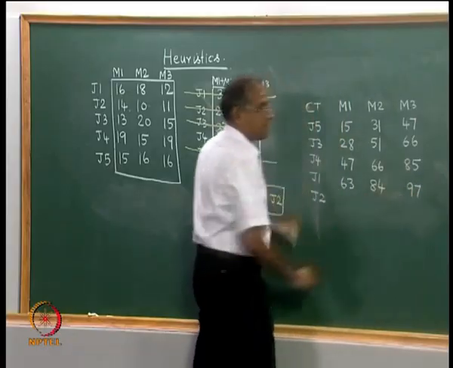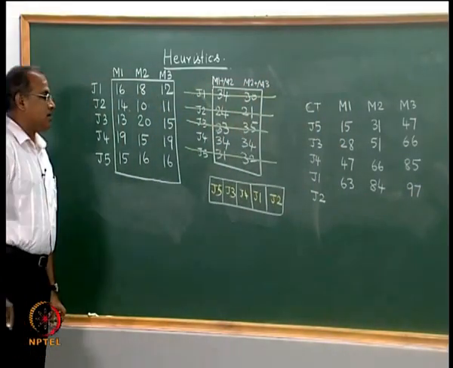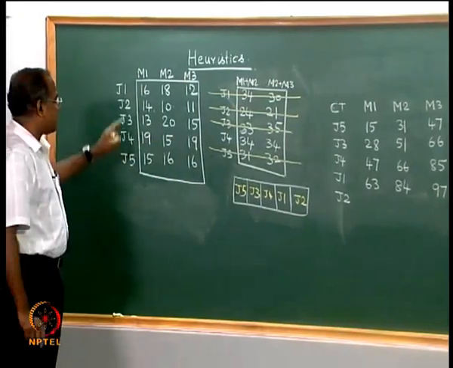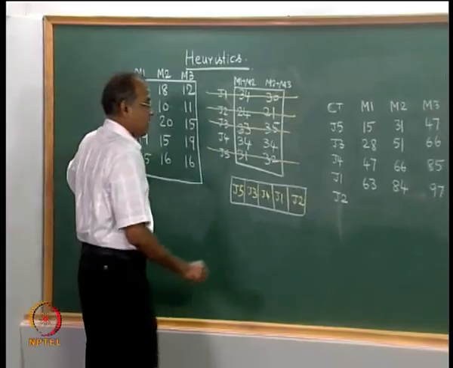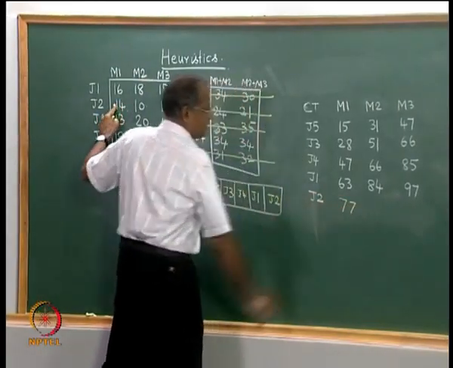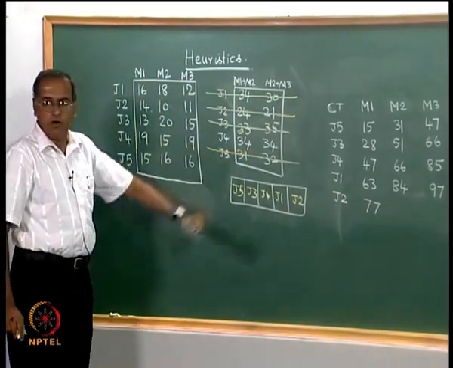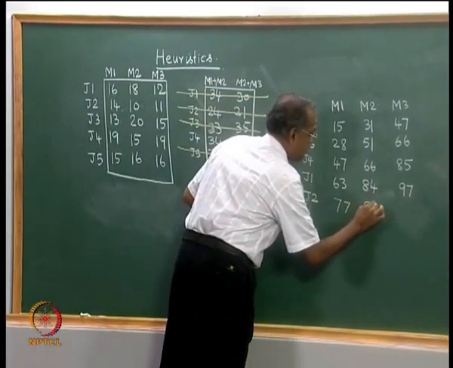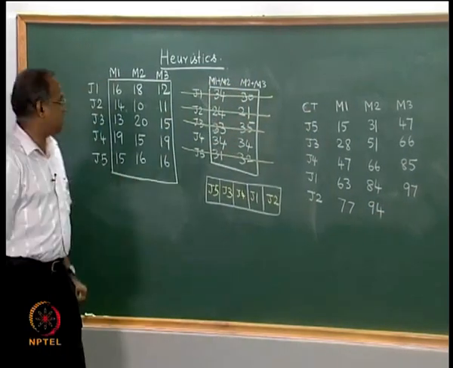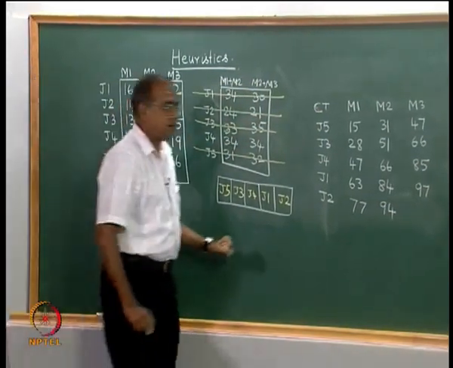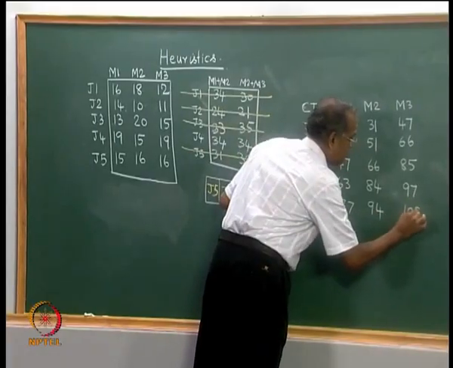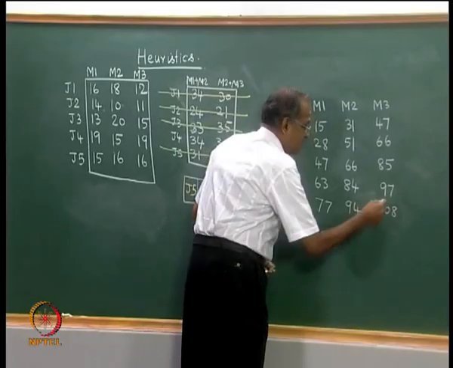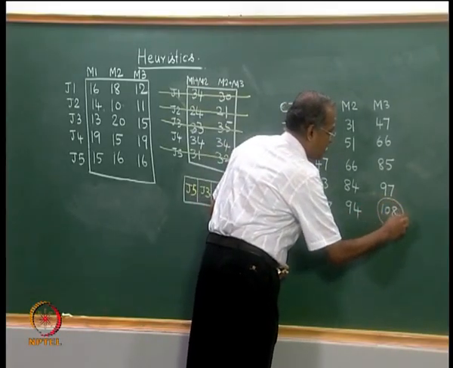Now J2 is the last job, it can go to M1 at 63, starts at 63, takes another 14, so finishes at 77, waits till 84 for M2, takes another 10, so 94, waits till 97 on M3, takes another 11, so gives us a solution with 108. So the Makespan associated with this sequence is 108.